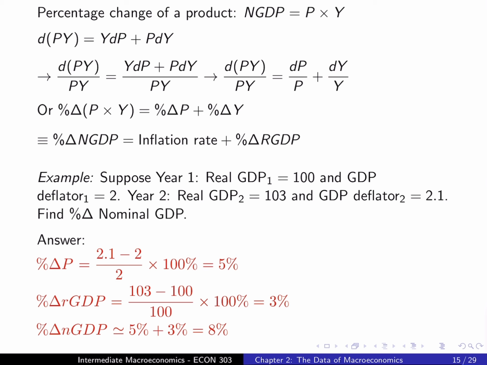Next, compute the percentage change in real GDP. That equals 103 minus 100 over 100 times 100%. That equals 3%. Therefore, percentage change in nominal GDP is approximately 5% plus 3% equals 8%.